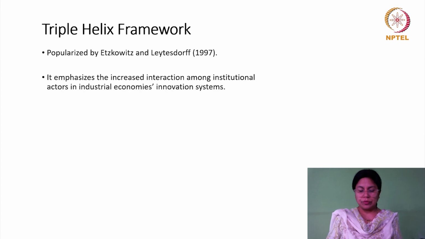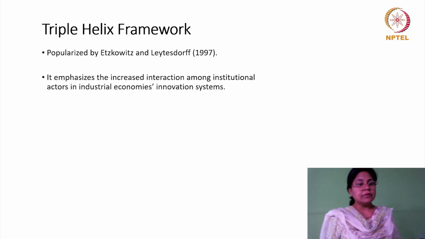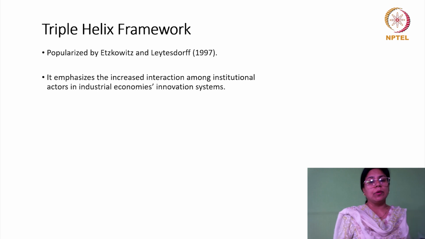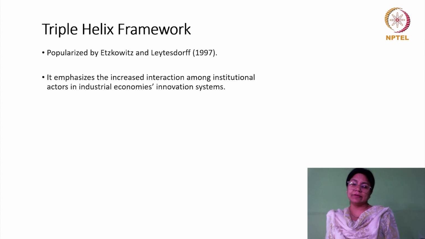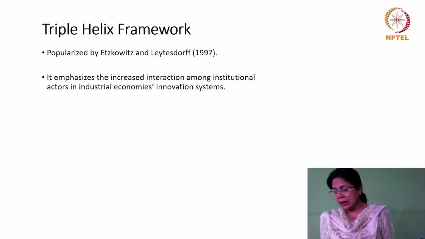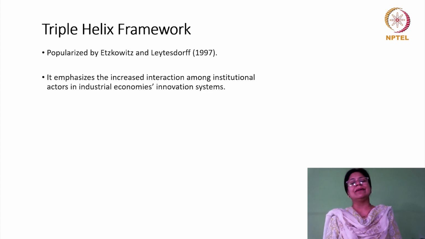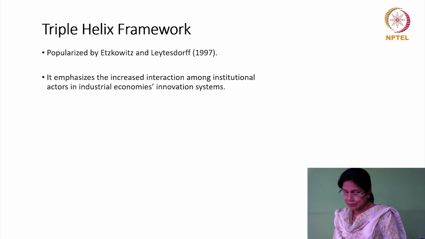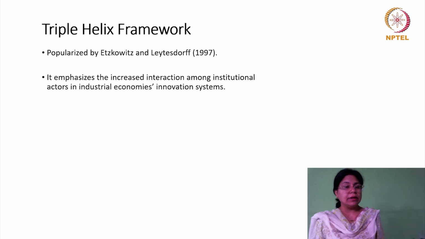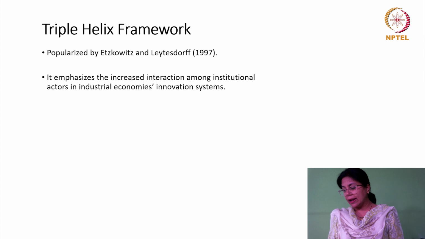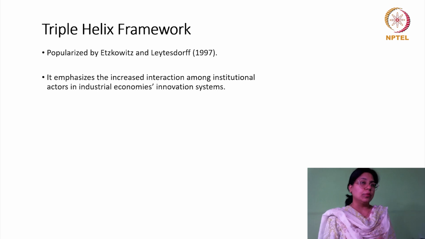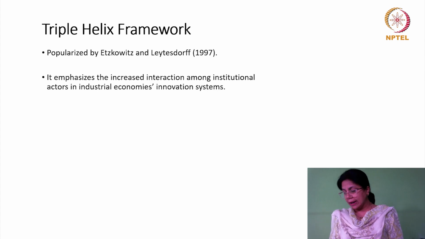Now moving on to the triple helix framework. This has been popularized by the work of Etzkowitz and Leydesdorff, and here they are talking about an interaction among institutional actors within an industrial economy's innovation system. So the question arises, who are these actors? As you would understand, these are the three major actors: government, universities and firms.